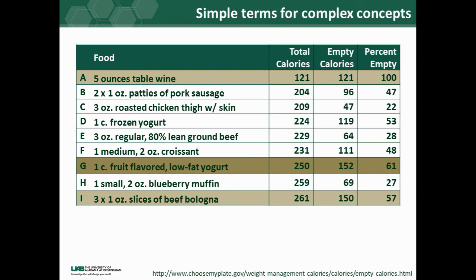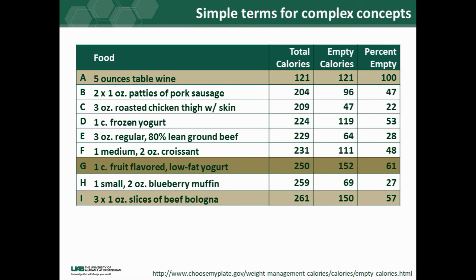That's just my guess. But you can see here that it has the greatest absolute number of empty calories, and you can see that the total calories, I made sure to pick ones that were in a reasonable range with the exception of table wine. And I made sure to show that for the beef bologna, yes, it had the highest total calories, but it had slightly fewer empty calories.